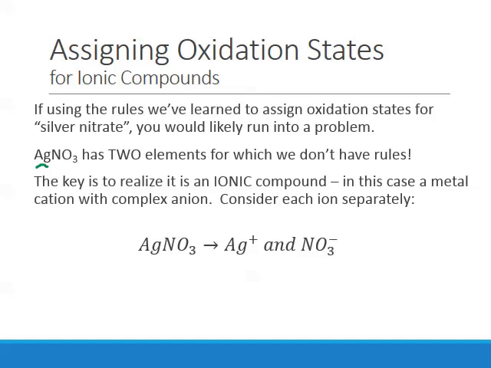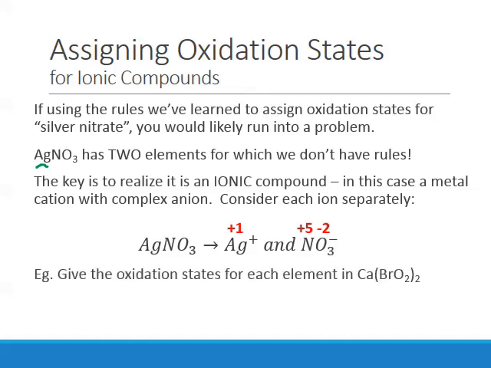Now consider each ion separately. Silver, Ag+, is a monoatomic ion, so +1 would be its oxidation state. The O's in nitrate are -2, so the nitrogen must be +5. The entire thing was -1 for nitrate. Try another example of that. Calcium bromite, Ca(BrO2)2. Okay, again, do you recognize that it's an ionic compound?